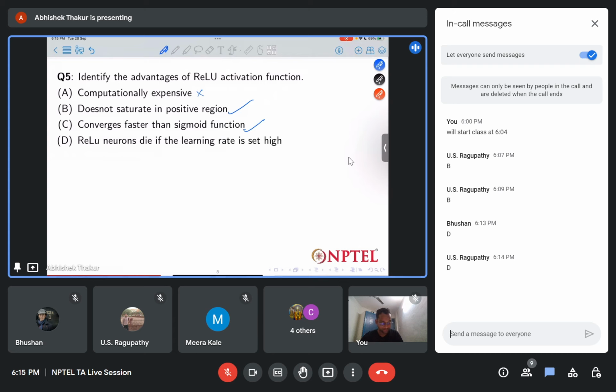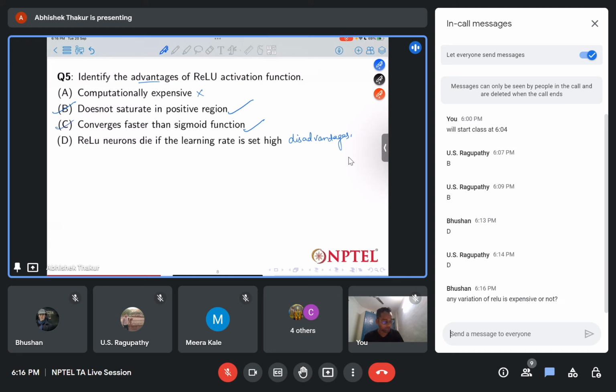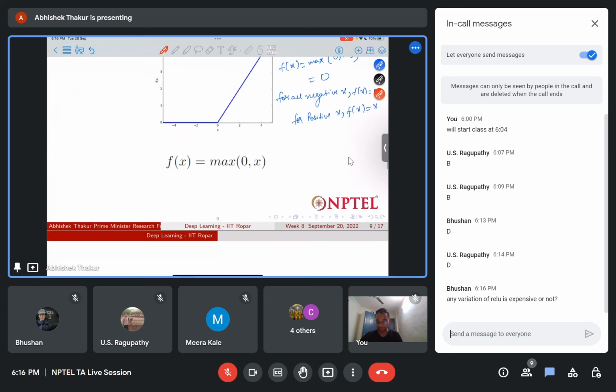ReLU neurons die if the learning rate is set high. Yes, they die, but this is not an advantage. This is a disadvantage of the ReLU function. There was a twist in this question because you have to choose the advantages. So option B and option C are correct. This is an MSQ, a multiple select question. Not only one option is correct; two options are correct, option B and option C. Option D is a disadvantage of the ReLU function, so we will exclude that.